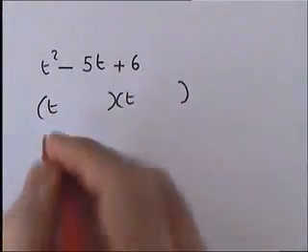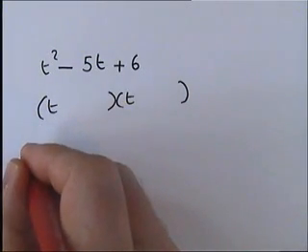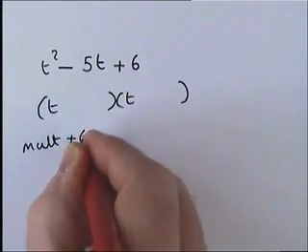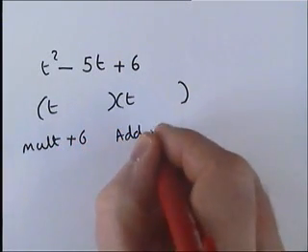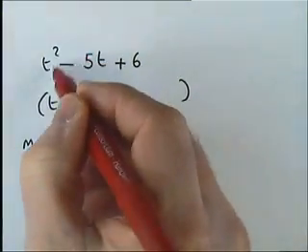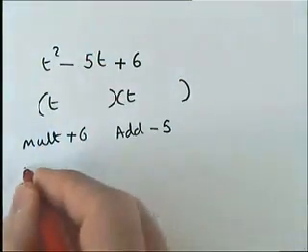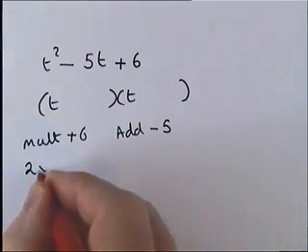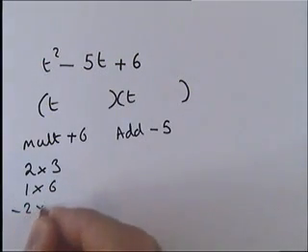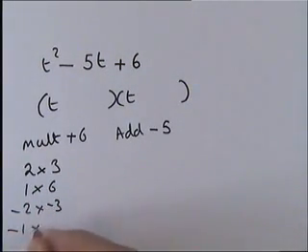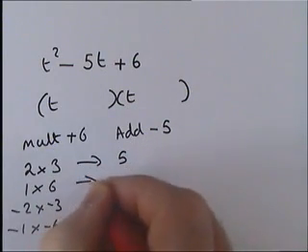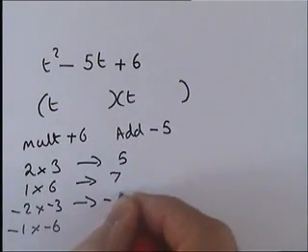Now we're looking for two numbers that multiply together to give positive 6 and add together to give negative 5. So you have to include the sign there when you're looking. So to multiply together to give positive 6, we have 2 times 3, 1 times 6, negative 2 times negative 3, and negative 1 times negative 6. They add to make 5, 7, negative 5, and negative 7.